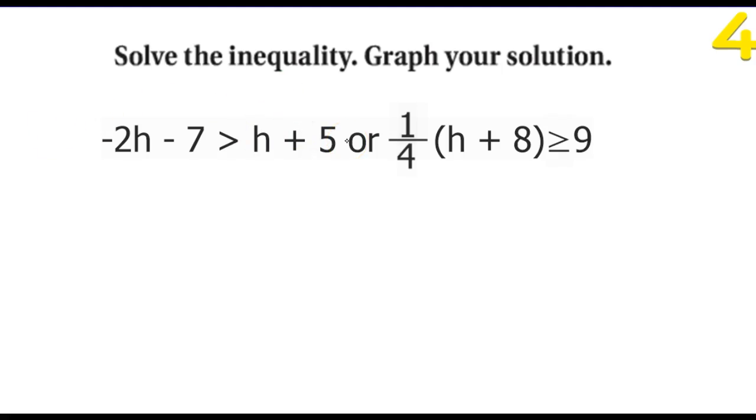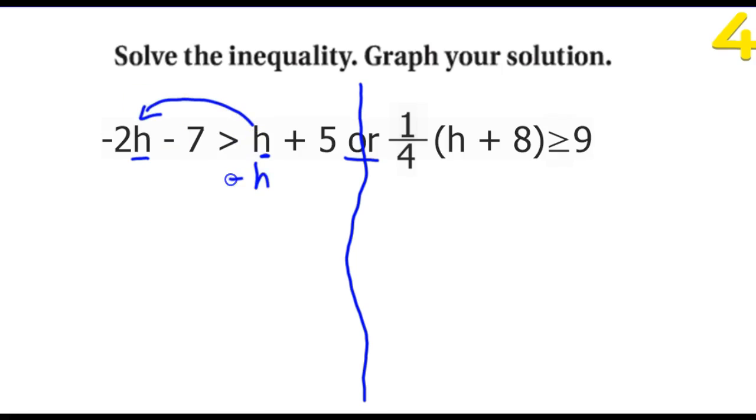Alright, our next one. Now this is a lot to look at. The first thing we need to look at though is what's in the middle, and that's "or." So we're going to split this up into 2 just so we can do each of them separately. Here I see that I have an h on both sides. So we need to move our h's, or our variables, to the left side. So I'm going to subtract h. Now when I subtract just a single h, that's like a 1h. So negative 2h minus 1h gives me a negative 3h.